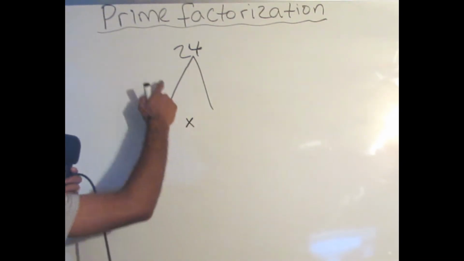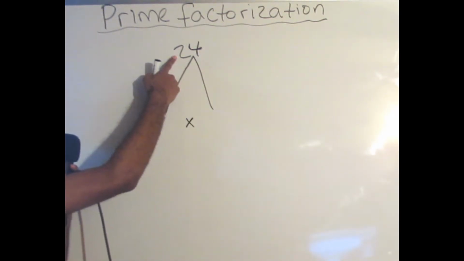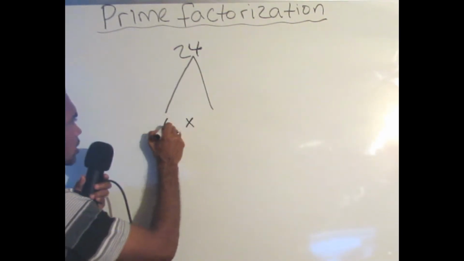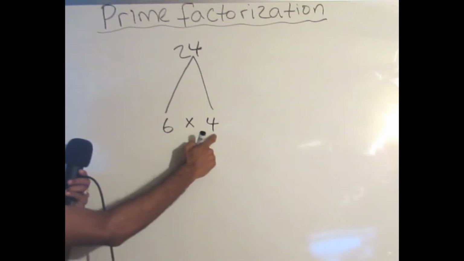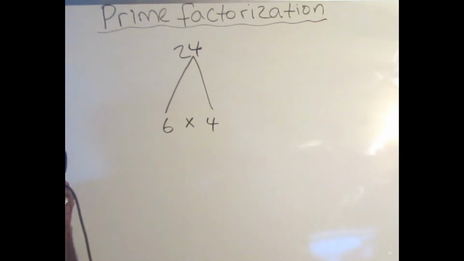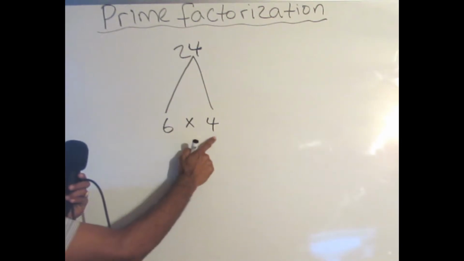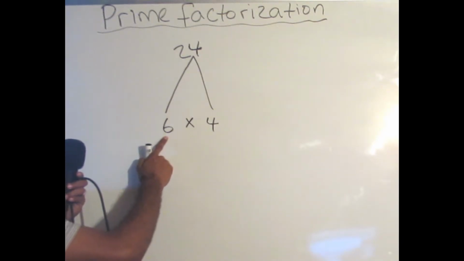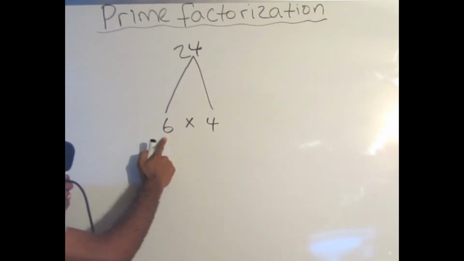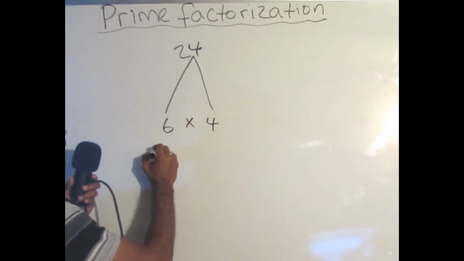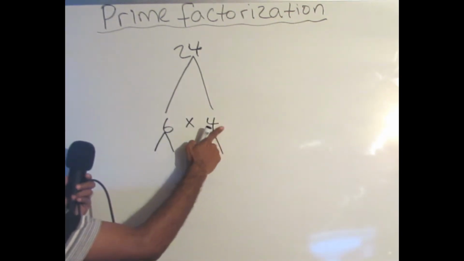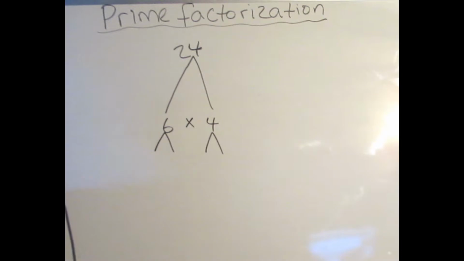So the first step, we want to find a number that we could multiply that will give us 24. And it could be any number that you multiply that will give you 24. So we'll use 6 times 4, because 6 times 4 gives us 24. I could have also used 8 times 3, because 8 times 3 is 24, but I just chose to use 6 times 4. Okay, so what we're doing in prime factorization, we're breaking these down until we get prime numbers. So right now 6 is a composite number, 4 is a composite number, but we want prime numbers.